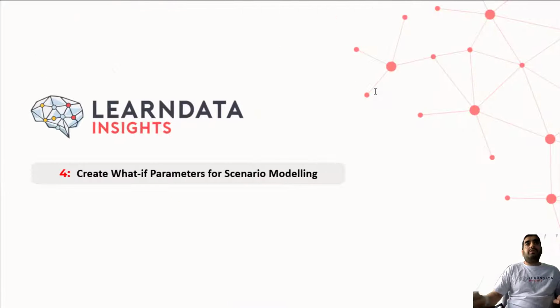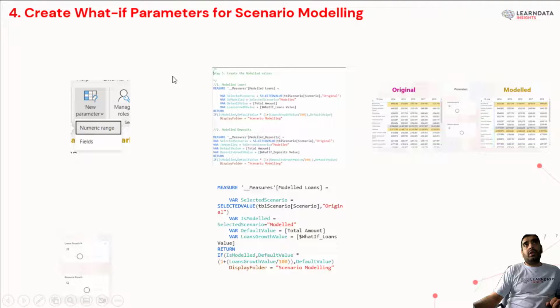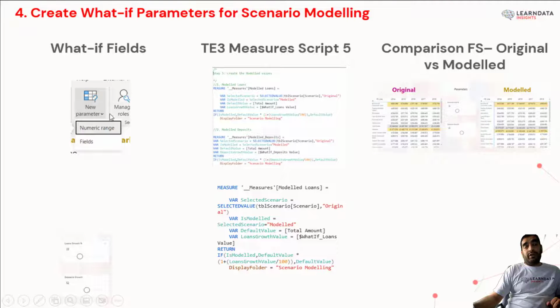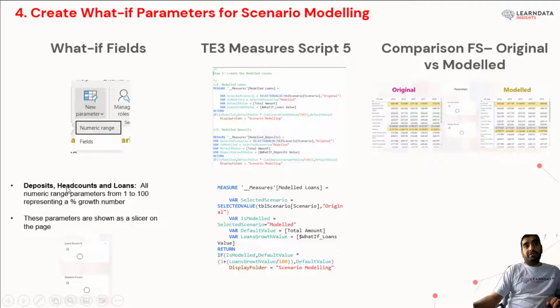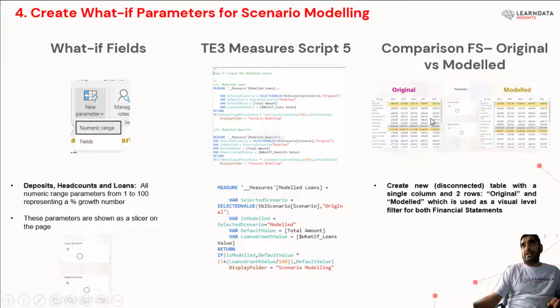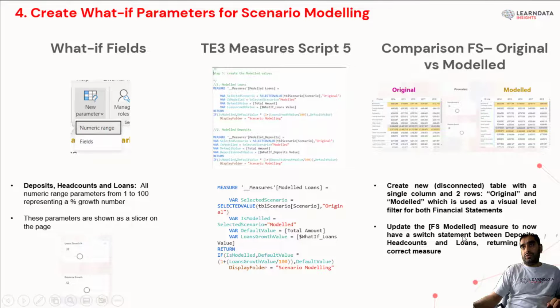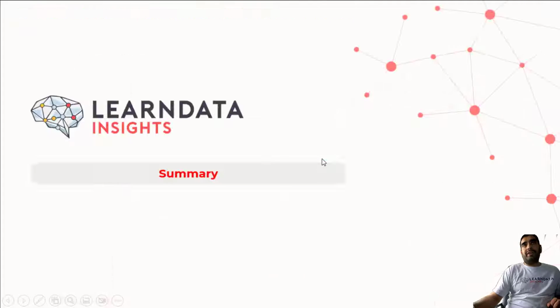So if we just go back now, to the what-if parameters for scenario modeling, we had what-if fields, so we created numeric range parameters again: deposits, headcounts, loans, and staff costs, all numeric range parameters from 1 to 100, and they're shown as a slicer on the page. We then had a script to create our measures for the modeling, and then we just created two copies of them, with a slicer on each one to say if it's scenario or modeled. Then we had a look at what we have in there, a disconnected table with originally modeled, and updated the FS modeled measure. So those were our four key steps.